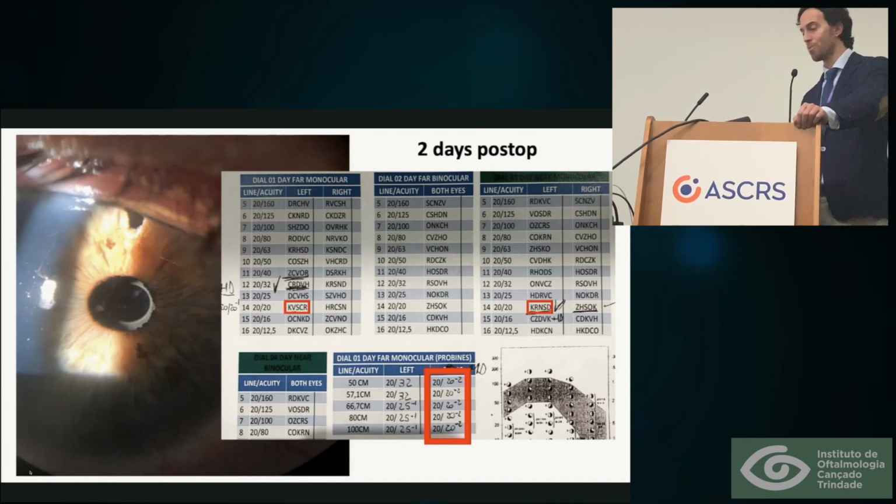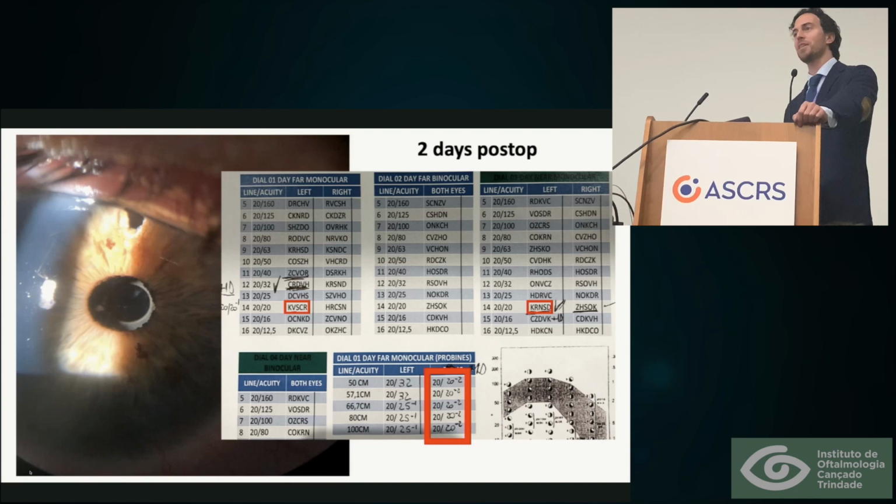And honestly, results are very impressive when you hit target. And that's another thing that we want to spend some time on. But as you can see here, this is far monocular, and they were doing 20/20 in that eye with that astigmatism, with everything. And this is the defocus curve in intermediate.